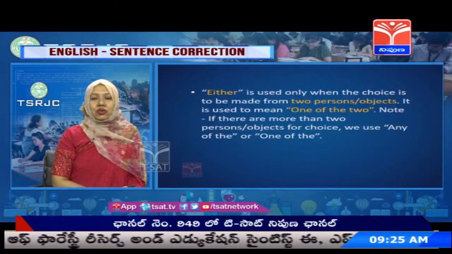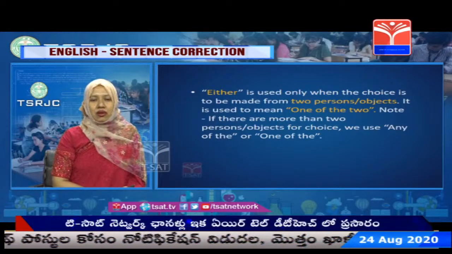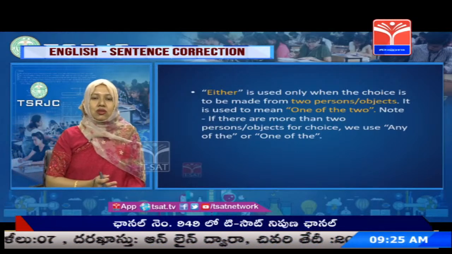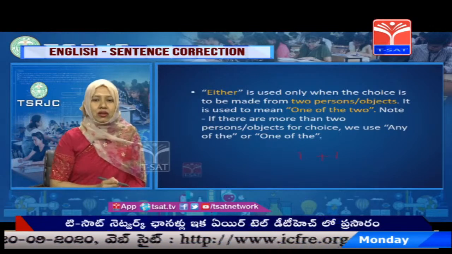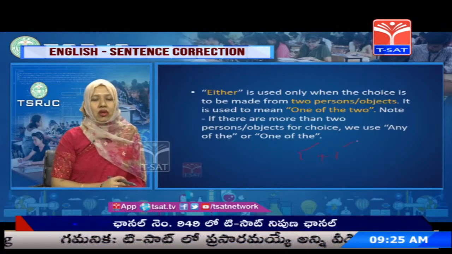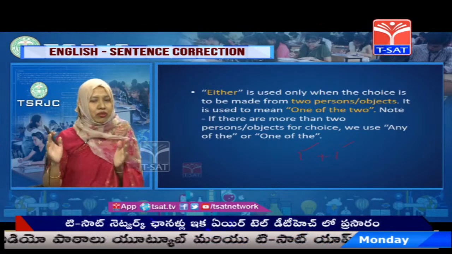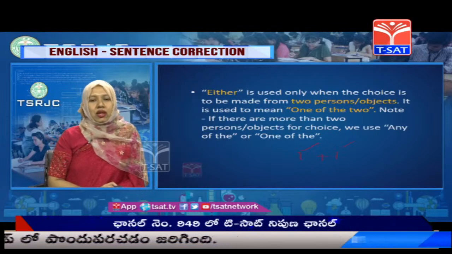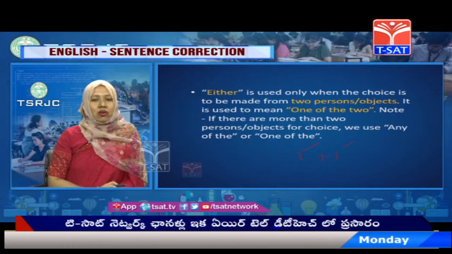Now either is used only when the choice is to be made from two persons or objects. Imagine that there are two girls, two boys, or two bottles, two pens. So you have to make one choice. Out of two, you have to select one. Then you will say either of the pens is good. Either, that means any one. Either is used only when the choice is to be made between two things. So it is used to mean one of the two. Either of the pens is not working.